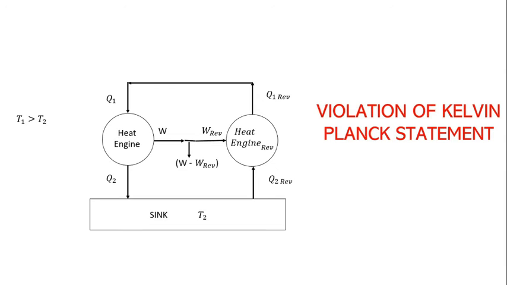That means what we assumed in the previous slide, that the efficiency of a reversible heat engine can be less than the efficiency of an irreversible heat engine, is wrong. That means we are left with only one choice, which is that the efficiency of the reversible heat engine is greater than the efficiency of the irreversible heat engine. Thus, the statements of Carnot's theorem have been proved.